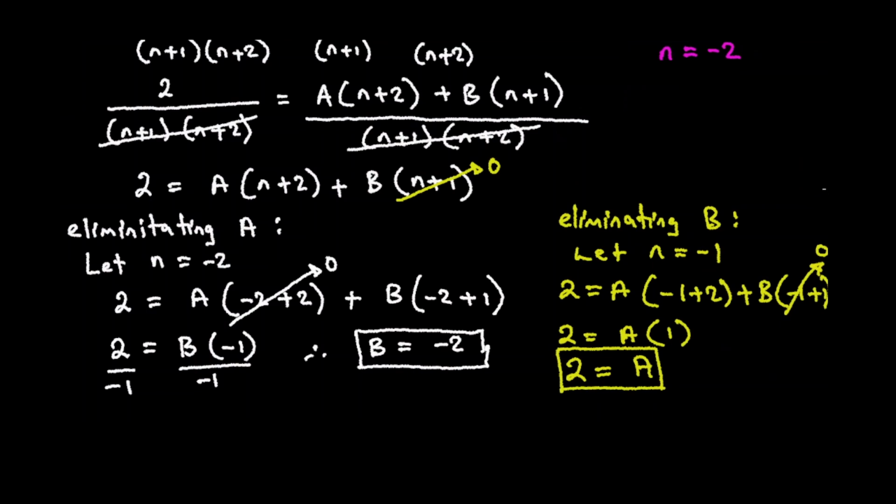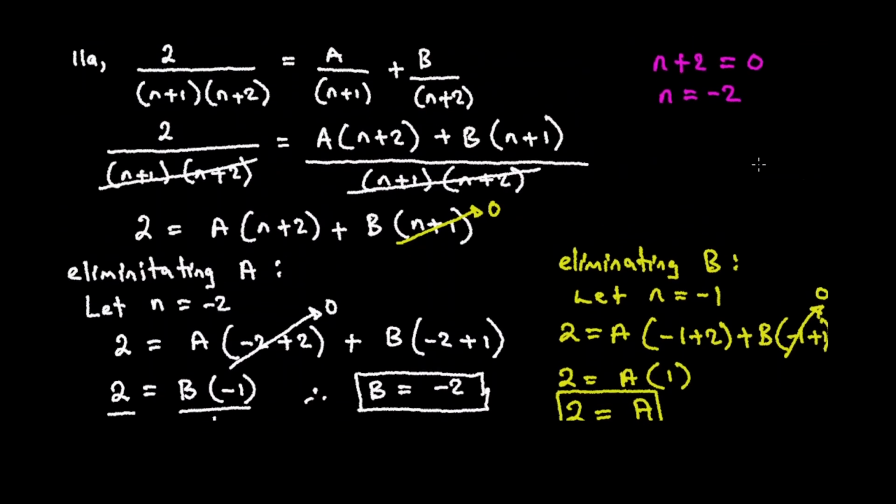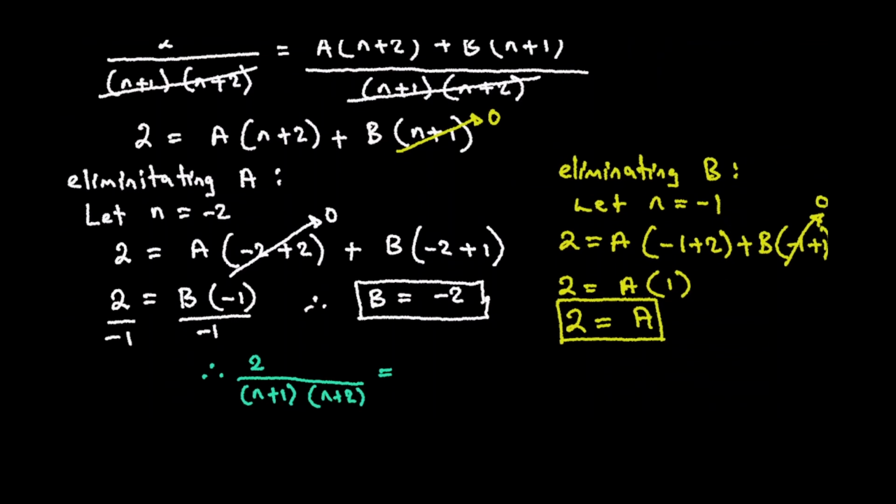What then are we going to do? Tenge takungoya pano takunyora a therefore statement. Let me write it in a different color. Saka therefore 2 over n plus 1, n plus 2 iri equal to, tikadzokera ku original form inoi, a over n plus 1 plus b over n plus 2 ndo yatingechida kushandisa.